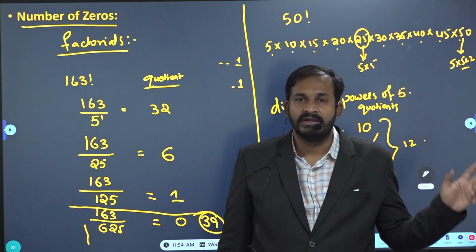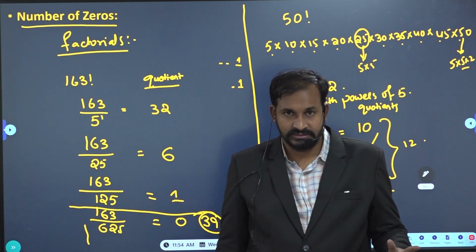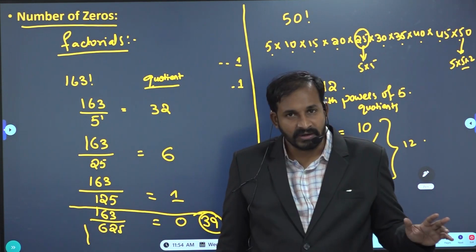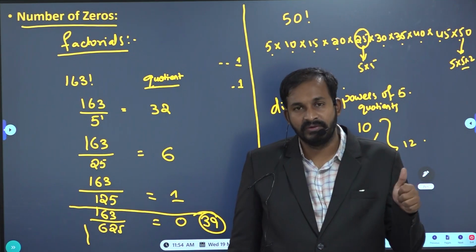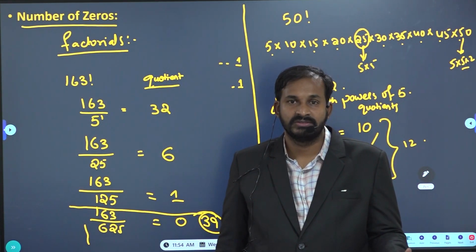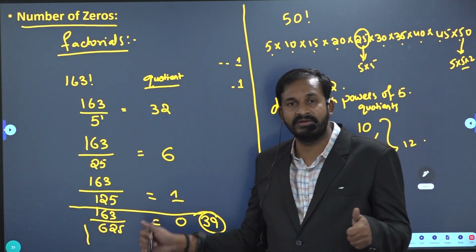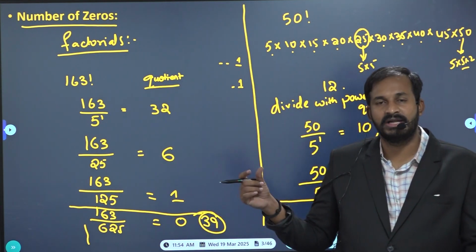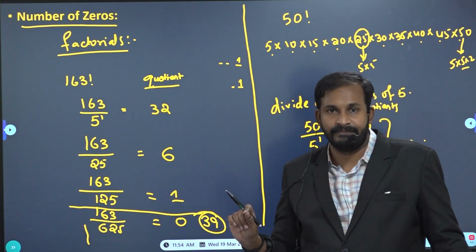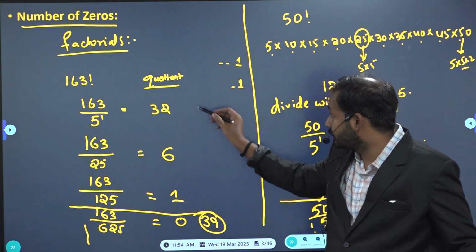Good, done. In the case of factorials, anyway we will have many 2s, so we will not bother about 2s, we will only look for 5s. So in that case, what we will do is divide the given factorial number by powers of 5 and observe the quotient. Remember this one.